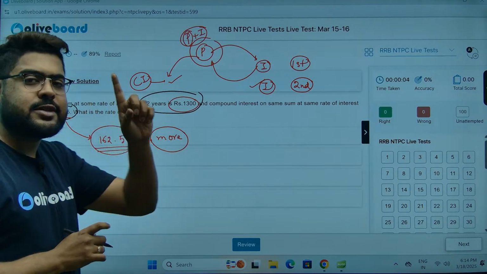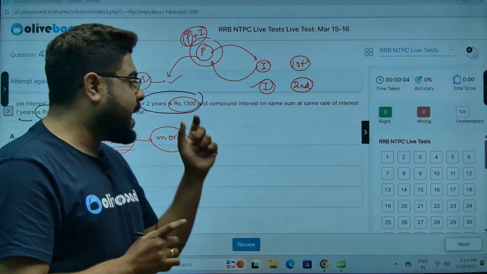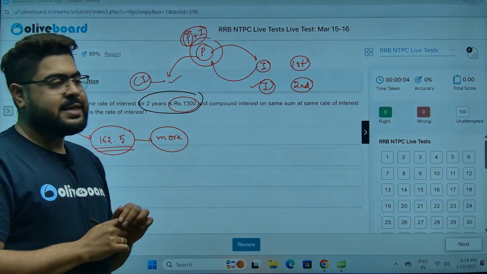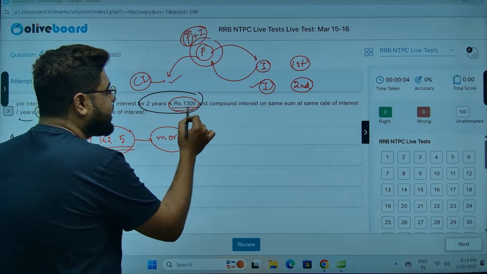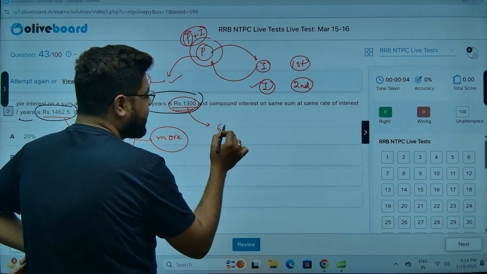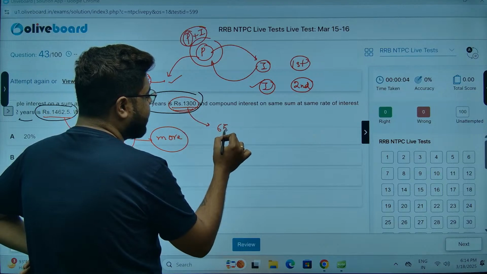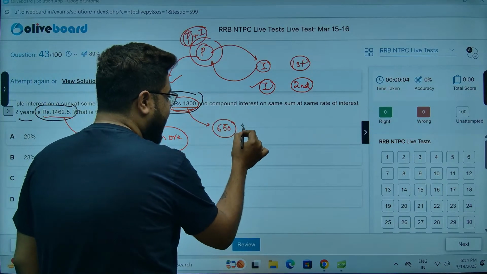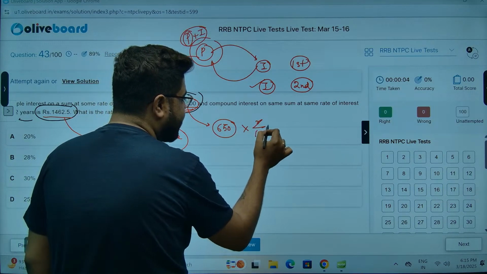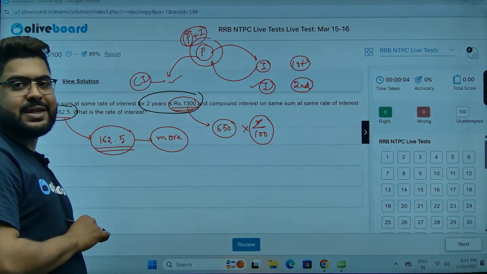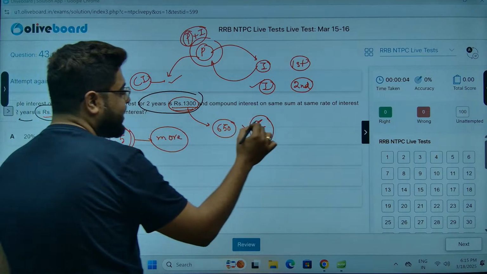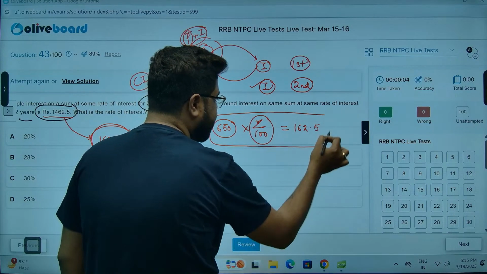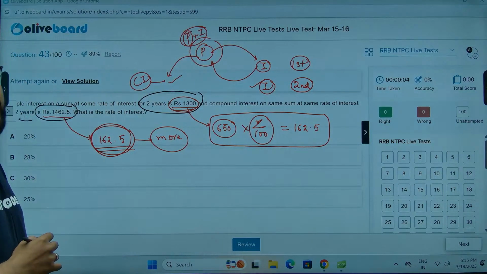But why is compound interest more? Because in compound interest, I'm getting some extra interest on the first year's interest. Sir, first year's interest, how much? 2 years interest is 1300, so 1 year interest is 1300 by 2, that is 650 rupees. That means I am getting some interest on this. I don't know the rate, I'm taking R%. That means R by 100 I'm getting interest on this, which is 162.5. You will get the answer in one line, sir.